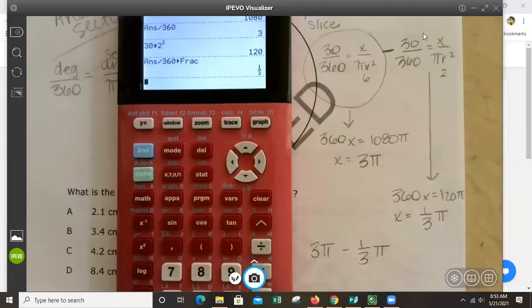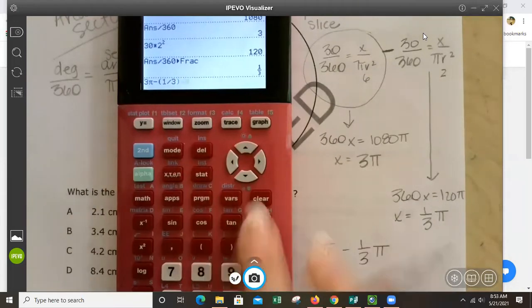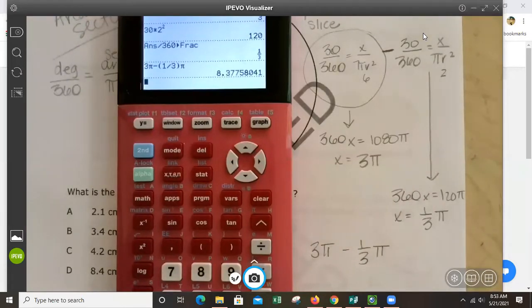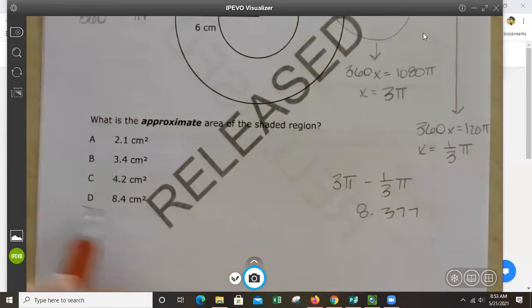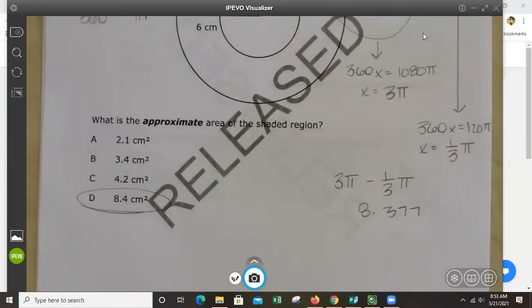And I'm going to put that straight in my calculator. 3 pi minus 1/3 pi. And I get the decimal, 8.377 or 8.4. So again, area of a sector and arc length are the same. The only difference is the bottom right. Okay. Any questions?